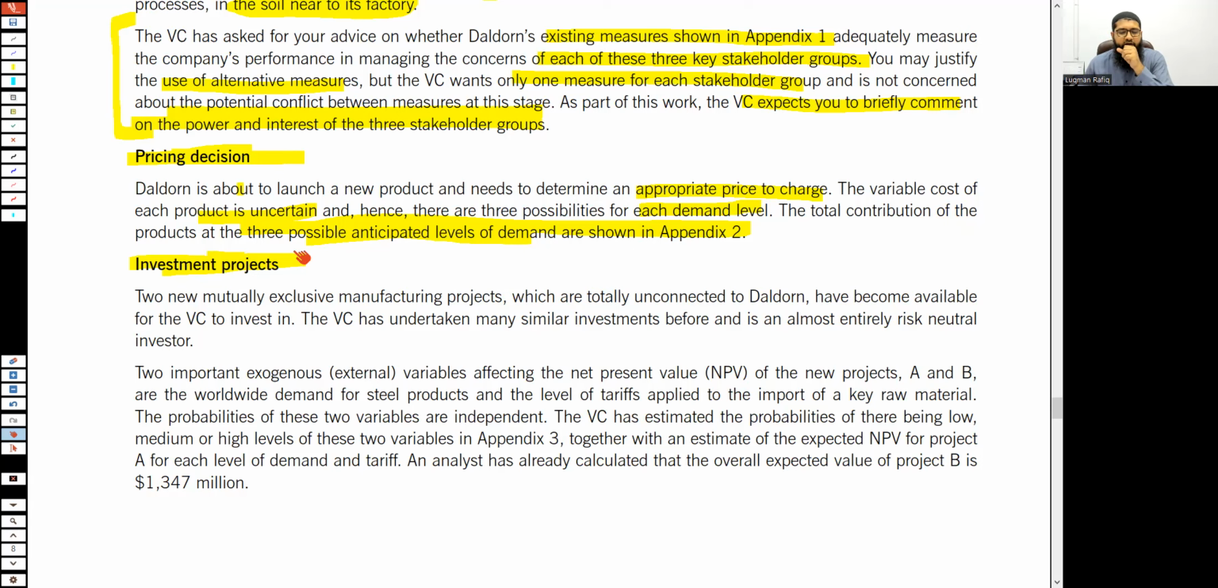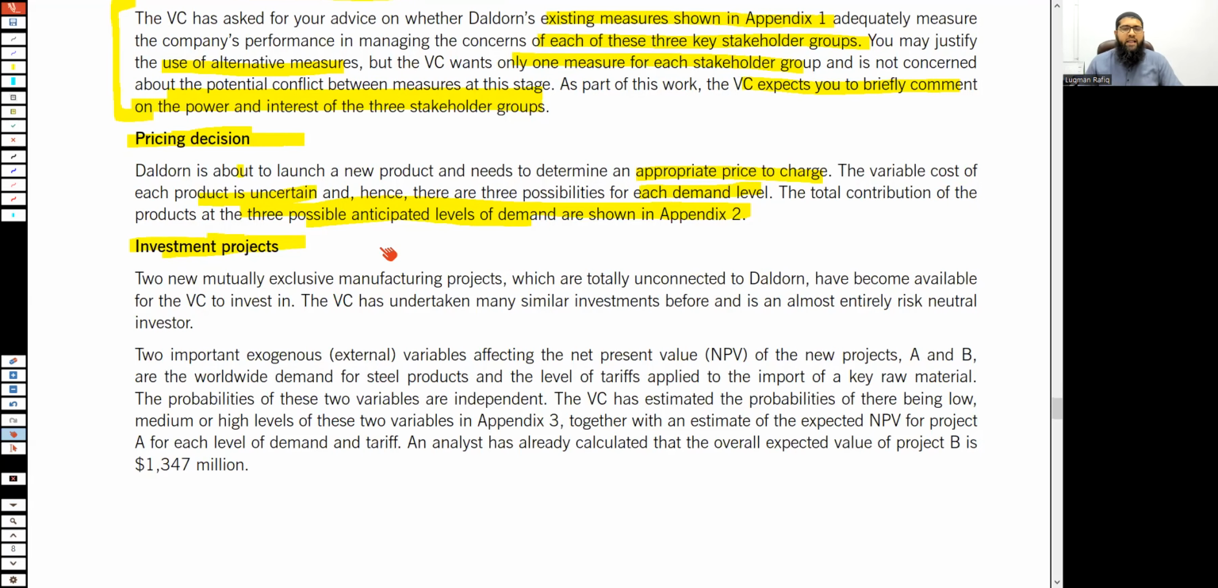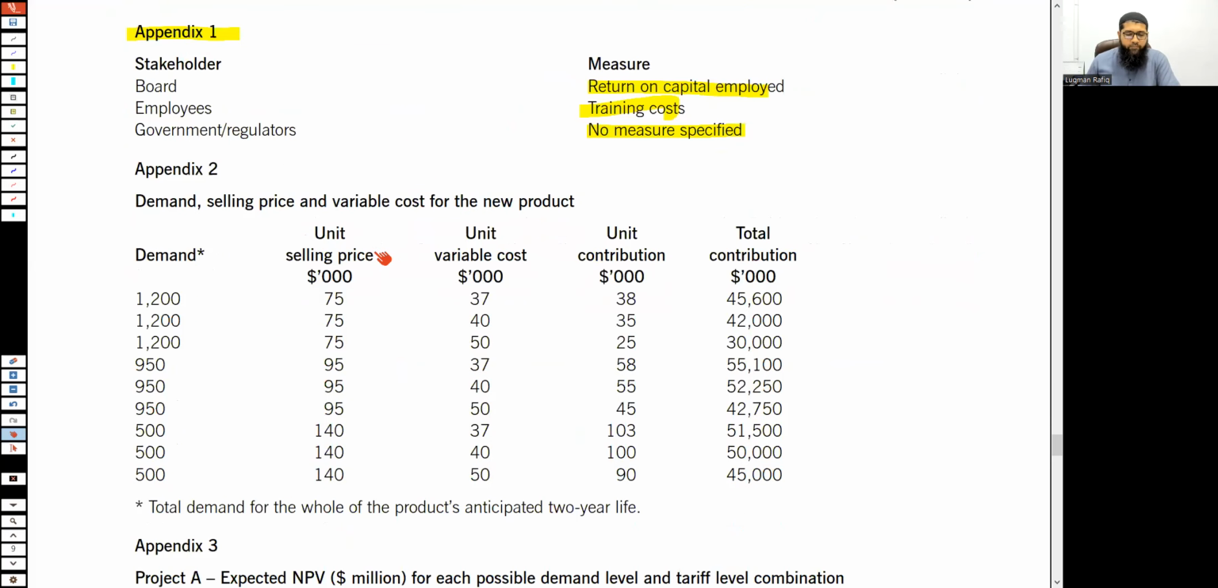The total contribution of the products at three possible anticipated levels of demand are as follows. So for example, if you charge a selling price of 75, and if the demand is 1200 units and the variable cost is 37, then you get this contribution. If the demand is this, you get this. So one price is 75, one price is 95, one price is 140. There are three different prices that you would have to keep in mind.